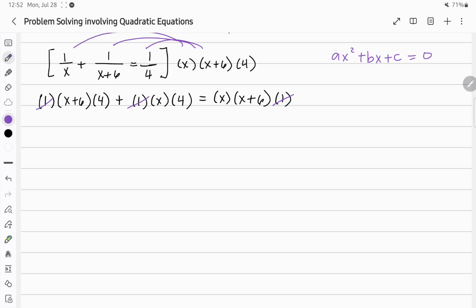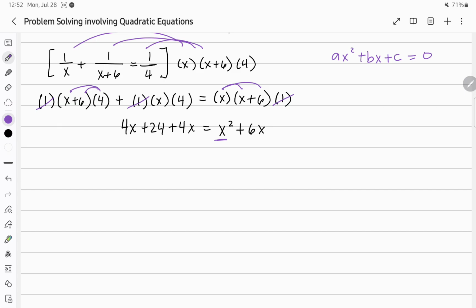Then, distribute lang natin ito. We will have 4 times x and 6 times 4. So, 4 times x is 4x. 4 times 6 is 24. Then, ito naman, x times 4 is 4x pa din. It's now equal to, distribute din natin ito. So, we will have x times x is x squared. X times 6 is 6x. So, if you would notice, positive naman na yung ating quadratic term dito.